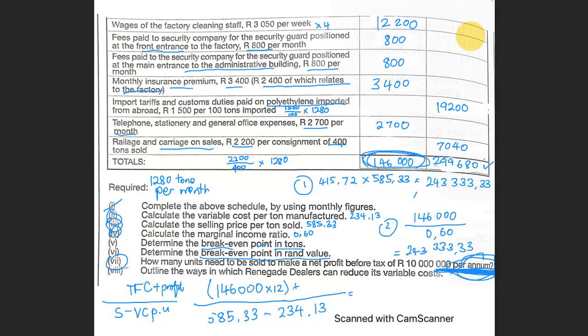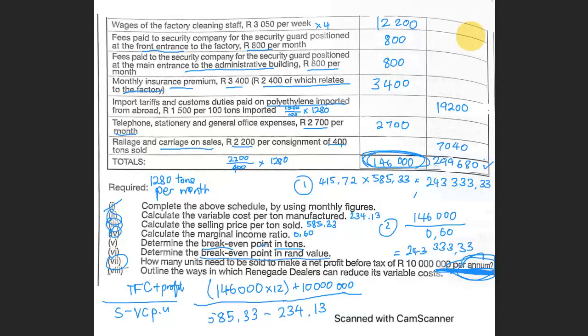So we needed to multiply that by 12 to get the total fixed cost for the year. Then both that amount and the 10 million rand will be on a yearly basis, so you have both of them in the same unit of measurement. Please make sure they both are. Net profit before tax was already annual. All we did was convert the fixed cost to a yearly basis, so we multiplied it by 12.